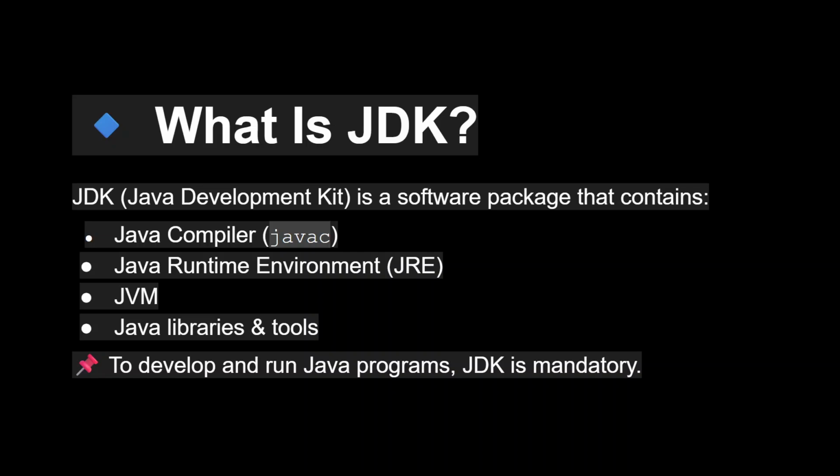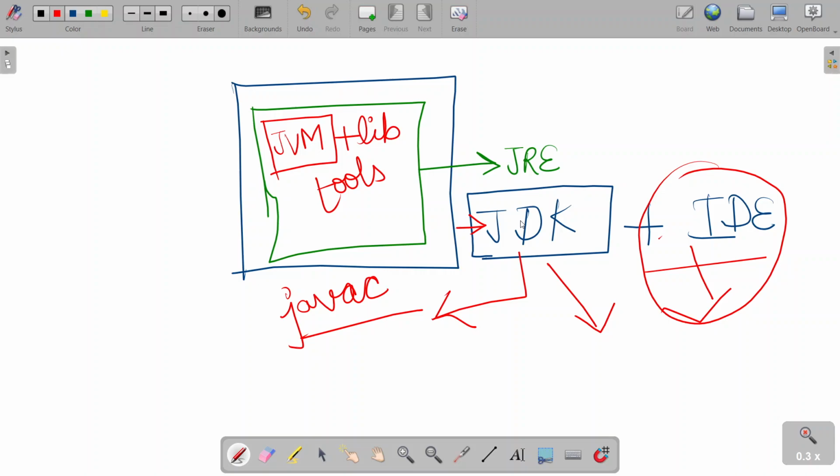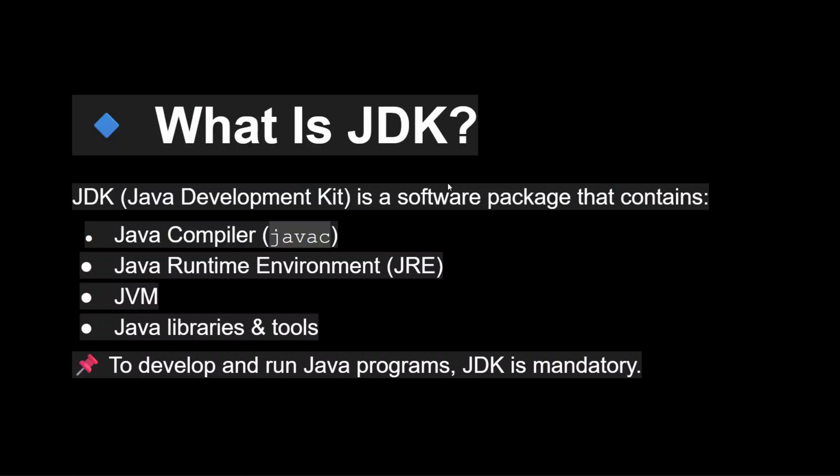Now, what is JDK? We have seen, it's the Java Development Kit. Basically, it's a software package containing our Java compiler, Java Runtime Environment, Java Virtual Machine, Java libraries and tools, and to develop and run a Java program, JDK is mandatory. This whole video you can remember with just one diagram which we have seen here: what is JDK and what does it contain? So remember this diagram, note it down in your notes. It will be very helpful for you in future.